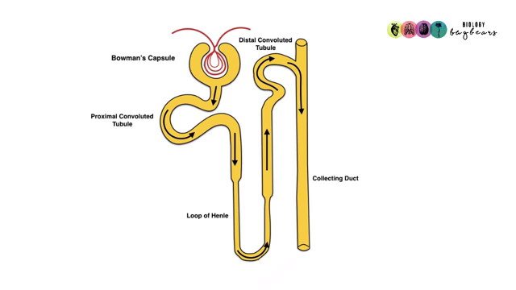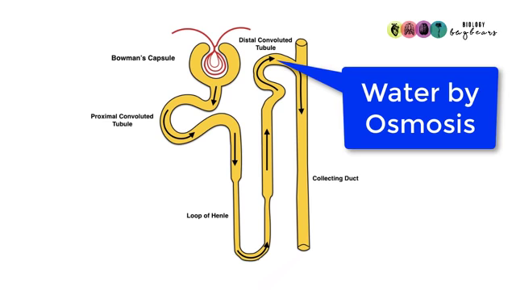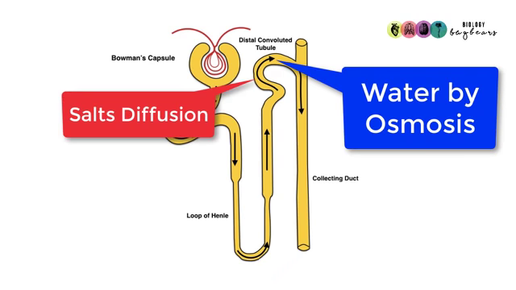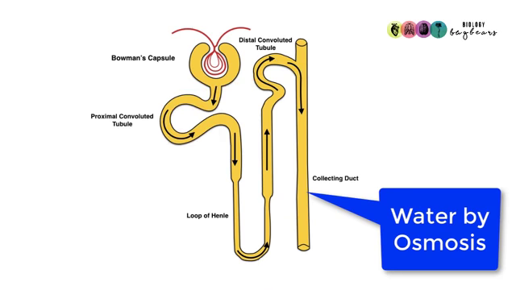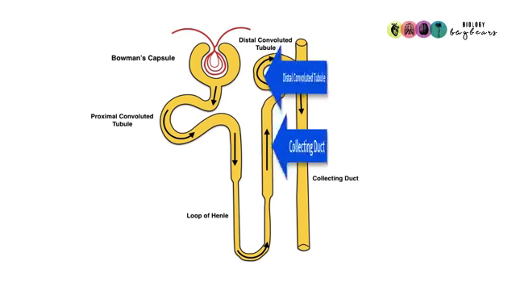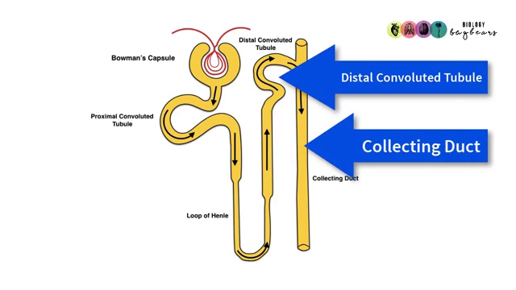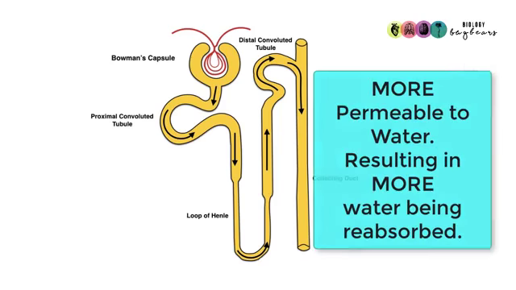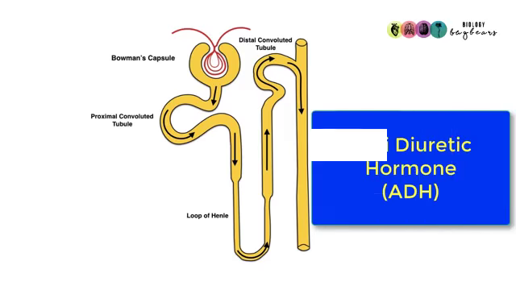The glomerular filtrate now enters the distal convoluted tubule, where water can be reabsorbed by osmosis and salts by diffusion if needed. When the glomerular filtrate enters into the collecting duct, water can also be reabsorbed by osmosis if needed. The walls of the distal convoluted tubule and the walls of the collecting duct can be made more permeable to water, resulting in more water being reabsorbed, all by the action of a hormone known as antidiuretic hormone.